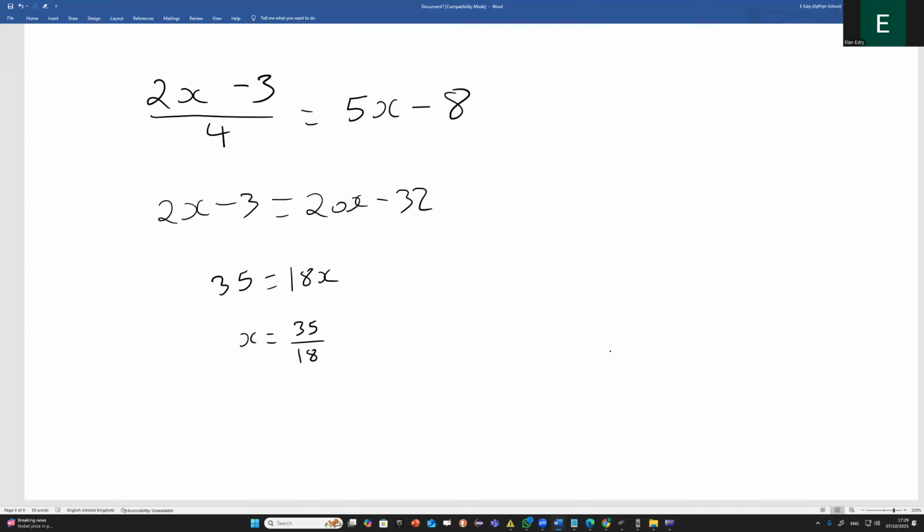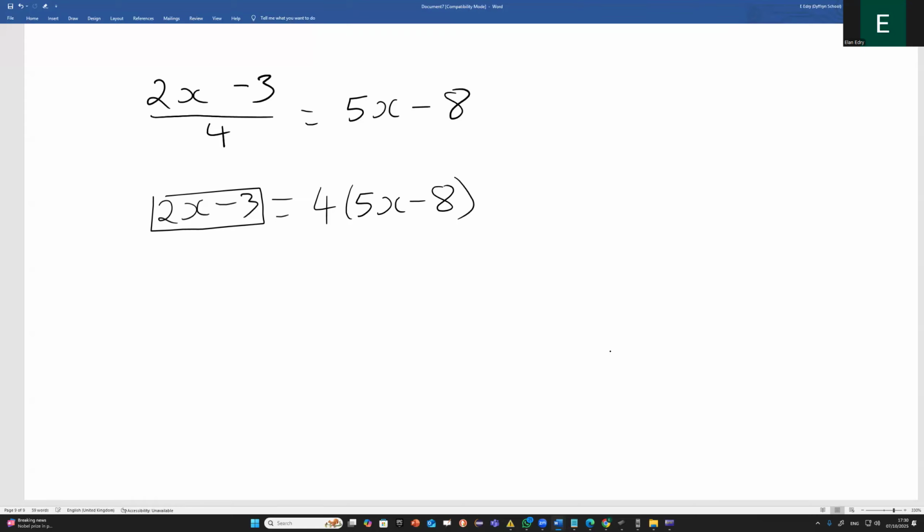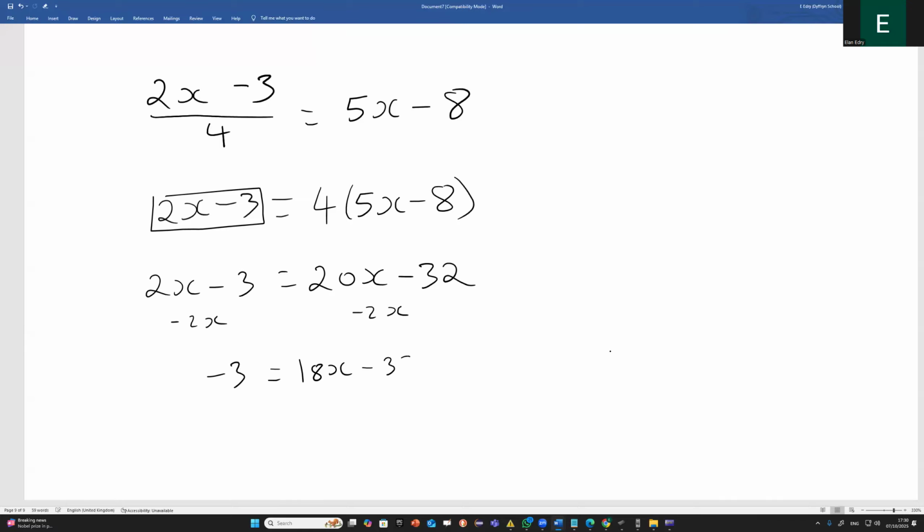So I've multiplied both sides by 4. So I have 2x minus 3 on the left. Now on the right-hand side, we've done 4 times 5x minus 8, which simplifies, because you can expand that, to 20x minus 32. So we have 2x minus 3 equals 20x minus 32. I would take away 2x from both sides, giving you minus 3 equals 18x, take away 32. Then we would add 32 to both sides, giving you 29 equals 18x. Oh, you are right, sorry, it was 29. My mistake there. No, that's fine. So we get x equals 29 eighteenths. Right, so that's brilliant.